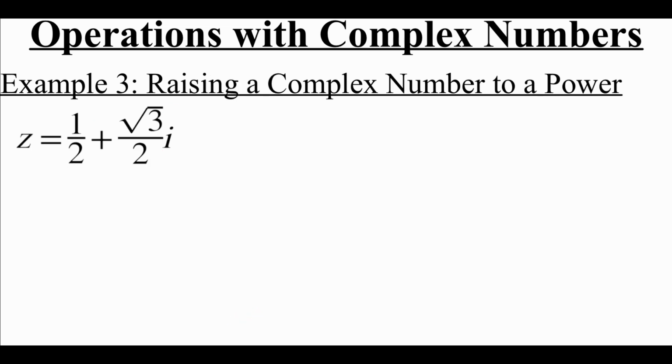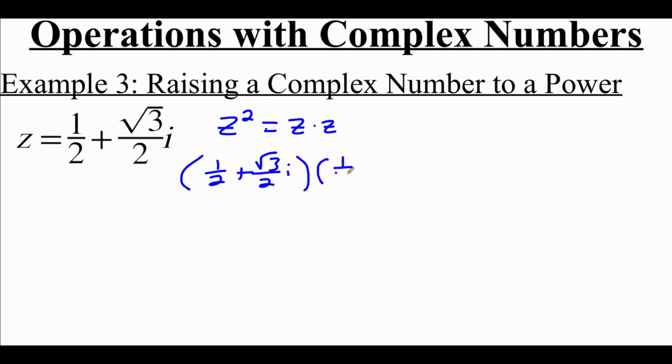Looking at this example, we're going to be raising a complex number to some different powers. So we know that z is the complex number 1/2 plus root 3 over 2i, and what we want to find is z squared. So what we're going to have to do here is take z and multiply it by another z. Well, we know that z is 1/2 plus root 3 over 2i, and we're multiplying that by itself. So another 1/2 plus root 3 over 2i.